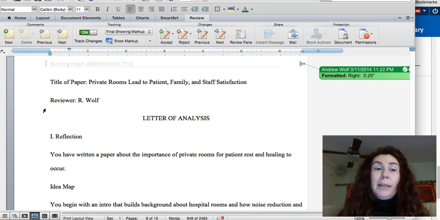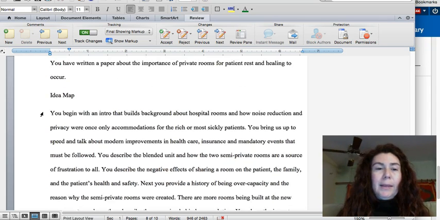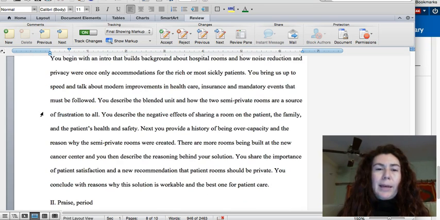Okay, so here's my letter of analysis. I just tacked it right onto the end of the essay, and I began with a one-sentence reflection. You've written a paper about the importance of private rooms for patient rest and healing to occur. Here's my idea map. I took each paragraph of her paper and summarized it into one sentence. So that's what that summary looks like.